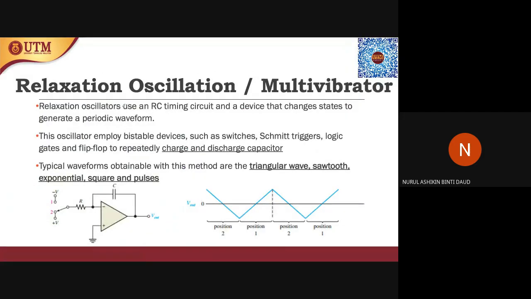A relaxation oscillator uses an RC timing circuit and a device that changes state to generate a periodic waveform. So this oscillator can employ bistable devices. Actually, it has a lot of devices, not only bistable, but also monostable and astable oscillators. This is the example for bistable devices.